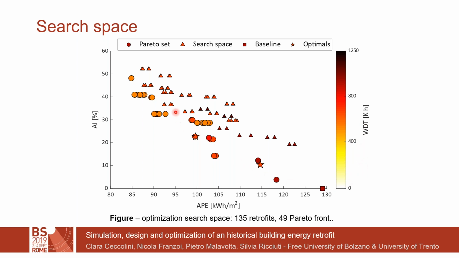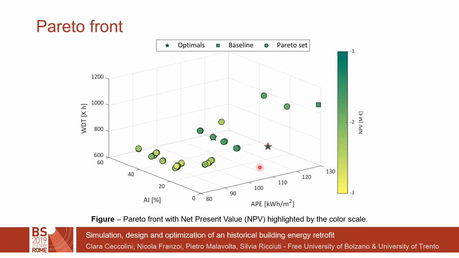And this sort of hyperbolic displacement shows the concurrent nature of the architectural impact and the annual primary energy. Moreover, the stars display 3 retrofits that we identified as potential optima. You probably see just 2 of them because one of the optimal retrofits is eaten by the other, as we will see later on.